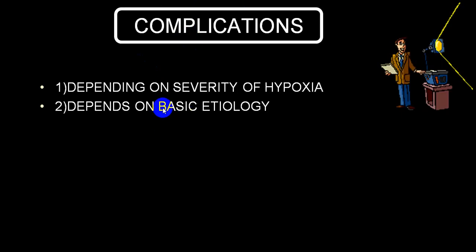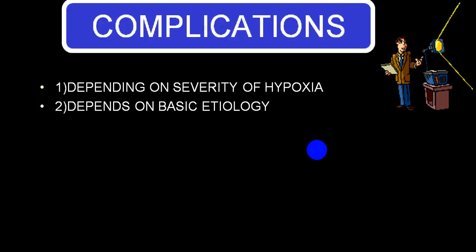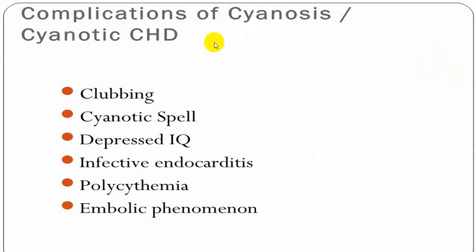Complications will depend upon the basic etiology, the cause of cyanosis, and also on the severity of hypoxia. Also, while giving oxygen therapy, a complication can develop because of oxygen therapy, which we call oxygen toxicity. Along with cyanosis, you can develop clubbing, cyanotic spells, and depressed IQ because of hypoxic damage to the brain. A person can have, in cyanotic heart disease, infective endocarditis, which can produce complications. So we always mention complications because of the basic etiology.